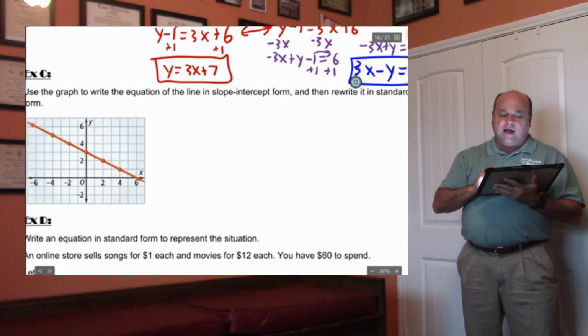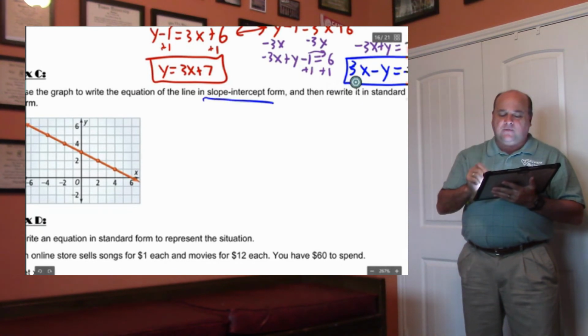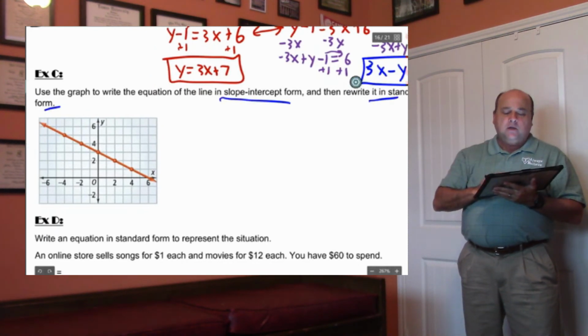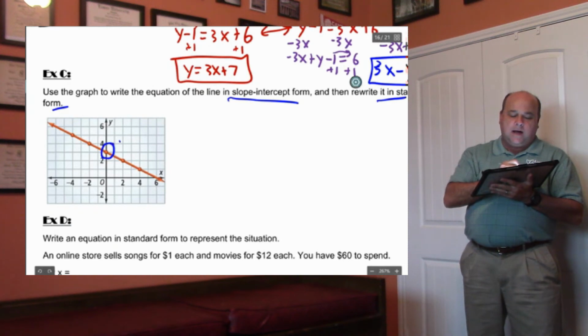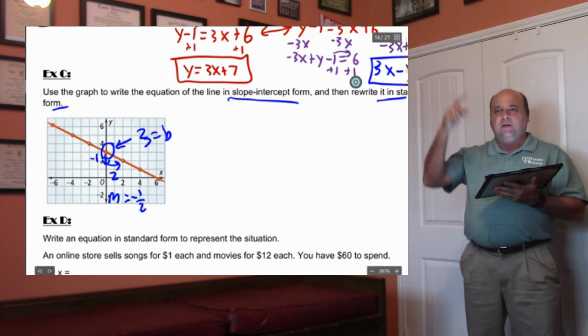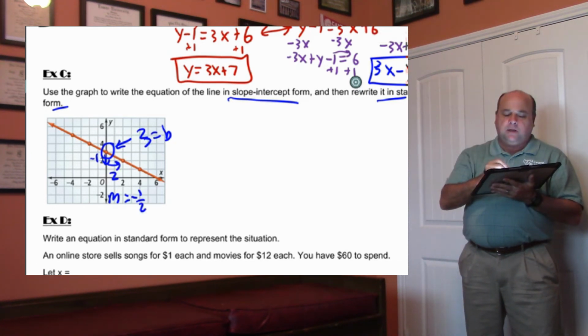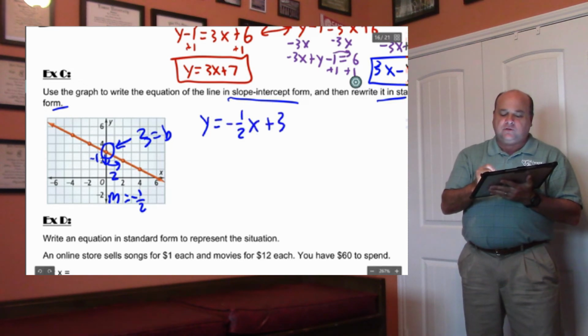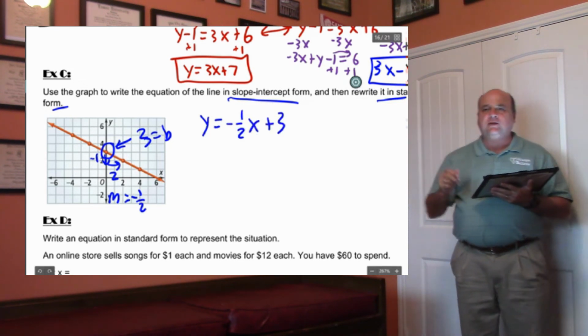Use the graph of the line to write the equation in slope-intercept and then in standard, okay? So let's get our y-intercept. Our y-intercept is 3. That's going to be our b. And our slope is down 1, right 2. So our slope is going to be negative 1/2. Now let's just put this into mx plus b. Y equals negative 1 over 2 x plus 3. So that's my mx plus b.